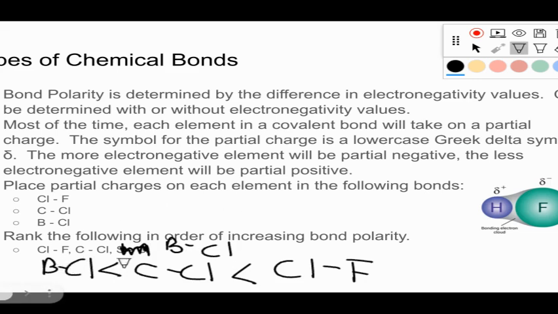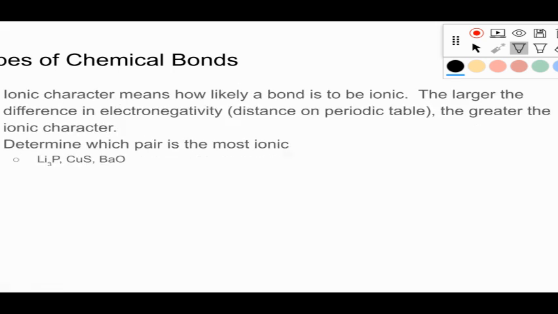AP makes you organize things a lot of times or recognize things based on greater than, less than symbols. Increasing means I'll list whichever one has the smallest to the greatest. There's also something called ionic character, and this means how likely a bond is to be ionic. Again, this is all based on electronegativity difference or how far apart they are on the periodic table.